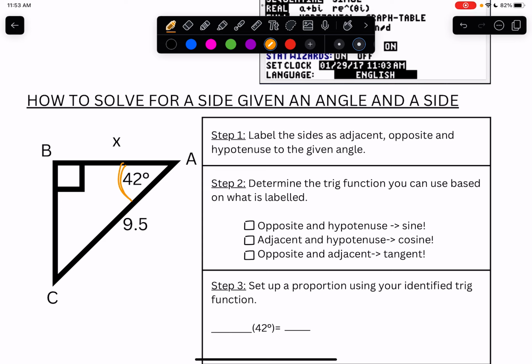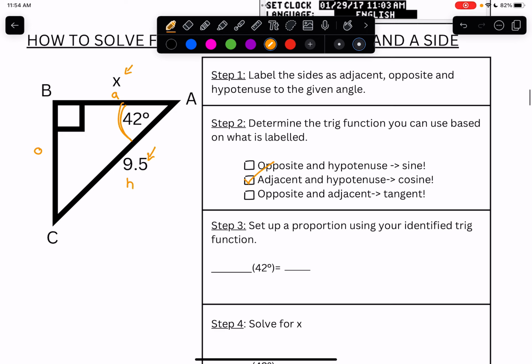So if I wanted to go through and label this, this is my adjacent, this is my opposite, and this is my hypotenuse. So in this case, I have my adjacent and my hypotenuse labeled. Even though my adjacent is an x value, that is still something we're solving for, and it's something that is labeled. So I have the adjacent and the hypotenuse, which tells me that I can use cosine. So what I know is that the cosine of my angle A, which is 42, must be equal to my adjacent x over my hypotenuse 9.5.